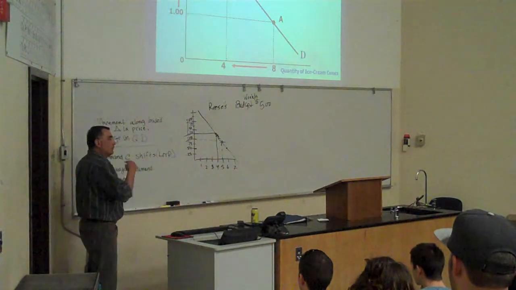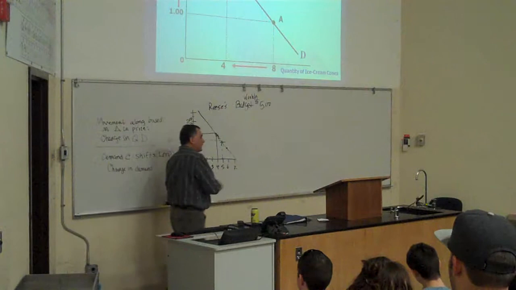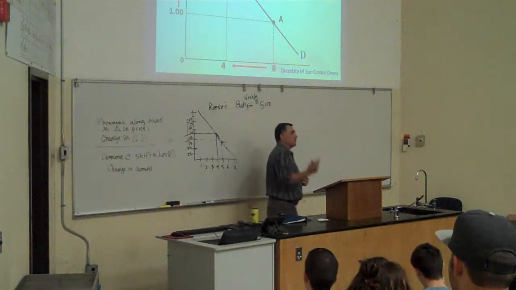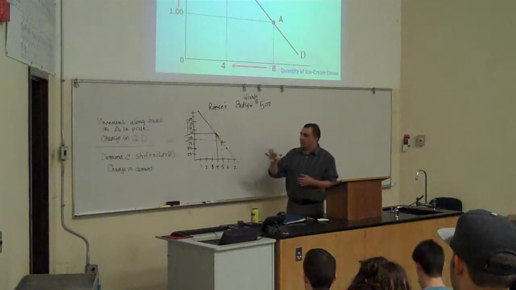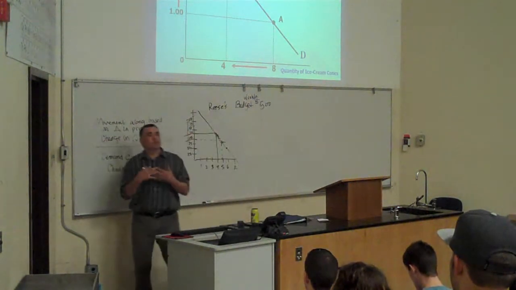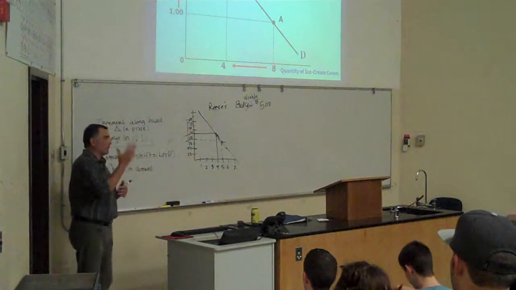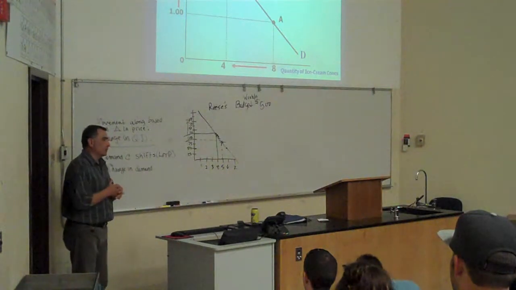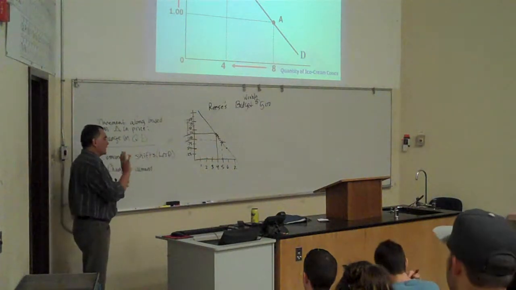All right, so movement along the curve is called a change in quantity demanded, and that's caused by a change in the price. When the curve shifts left or right, then we have what's called a change in demand, and that's caused by other things we'll talk about in a minute. So changes in demand are caused by other things.